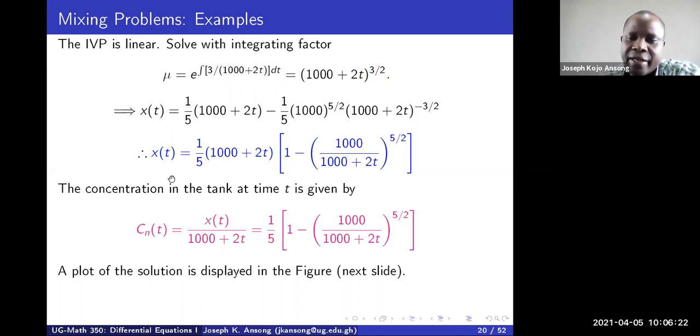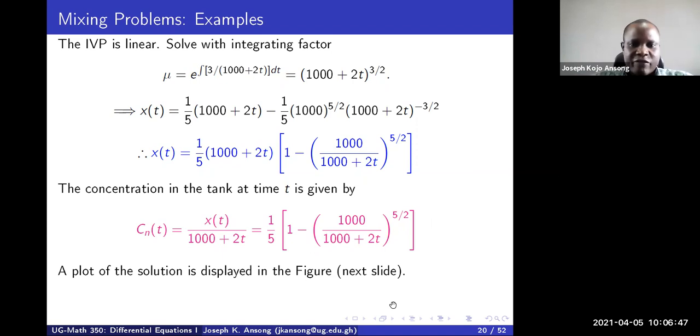And of course, to find the expression for the concentration, you just take the amount and divide by the volume, right? So x of t divided by the volume. Remember, the volume now is a function of time. If I divide by that, I get this expression. So the concentration change with time is given by this expression here. Okay, good. So basically, that is the end of this.